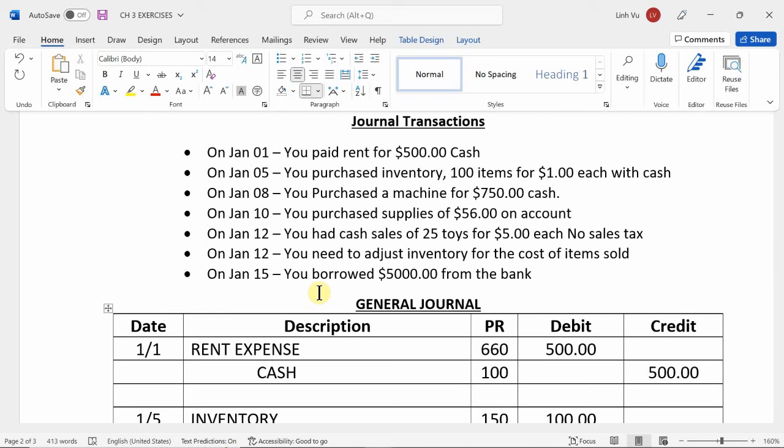Yeah, because, okay, so originally you purchased 100 toys, right? So you have 100 toys in your inventory. You end up selling 25 of them. But in your records, because you didn't adjust it yet, you still have 100 toys in your inventory. Is that true?